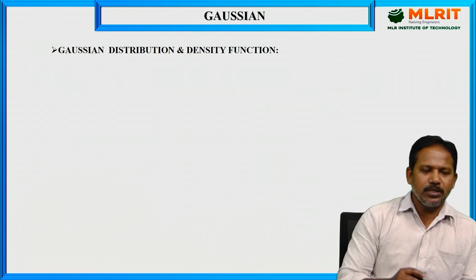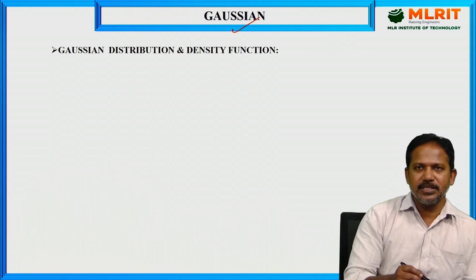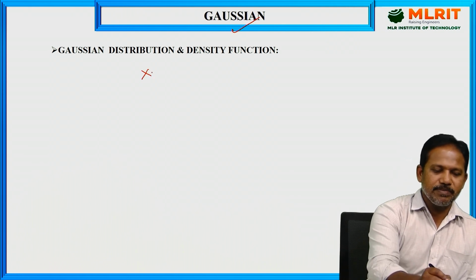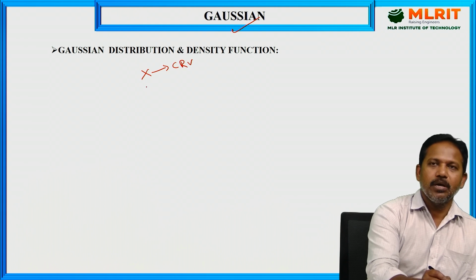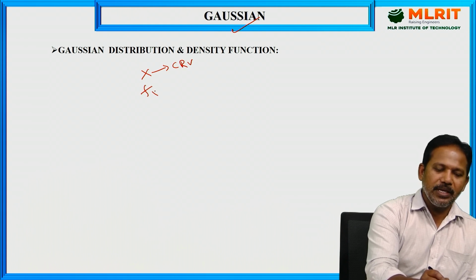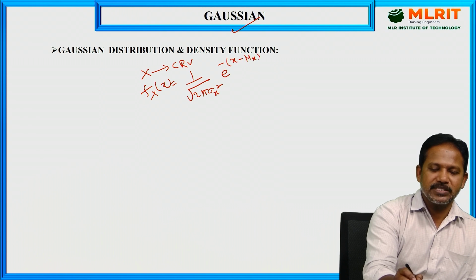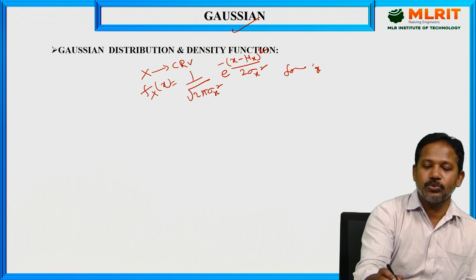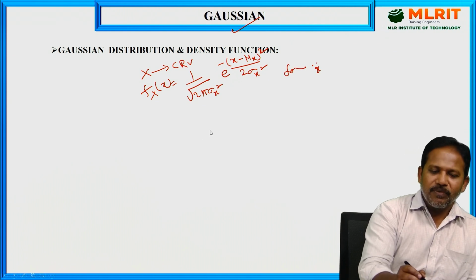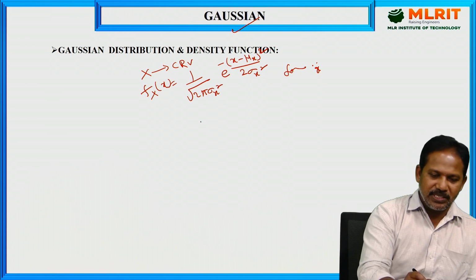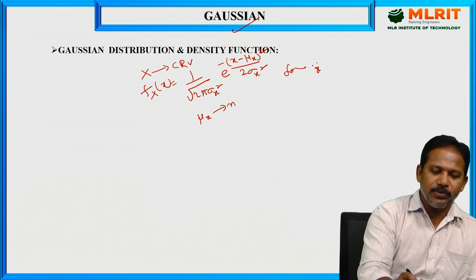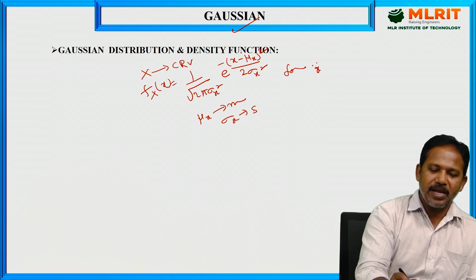Next we are moving to the Gaussian distribution and density function. So here also x is my continuous random variable. Now I want to write the probability density function: fx of x is equal to 1 by square root of 2 pi sigma x square into e power minus of x minus mu x whole square by 2 sigma x square, for all x values. So what is meant by mu x and sigma x? Here, mu x is the mean value and sigma x is the standard deviation.